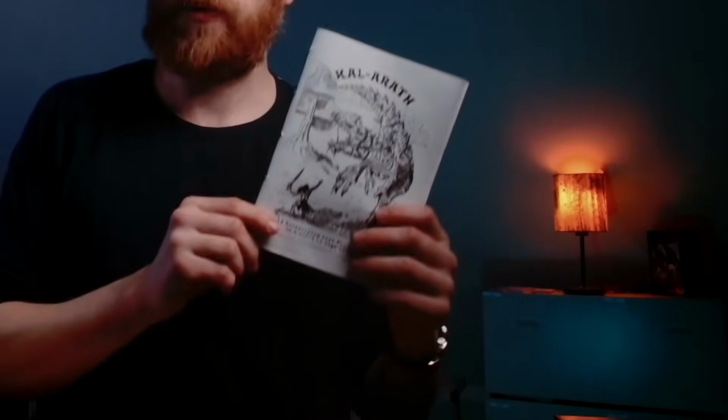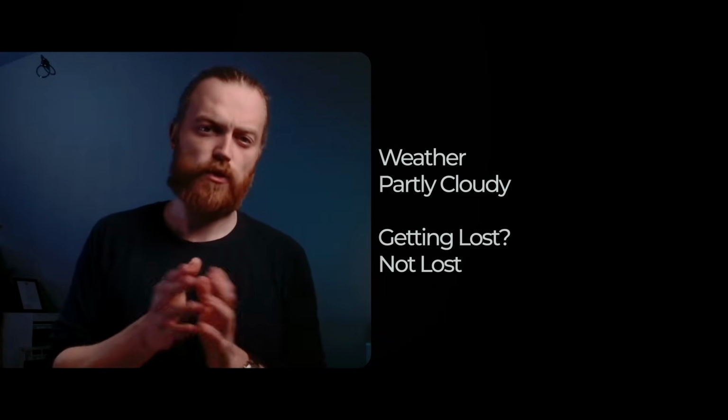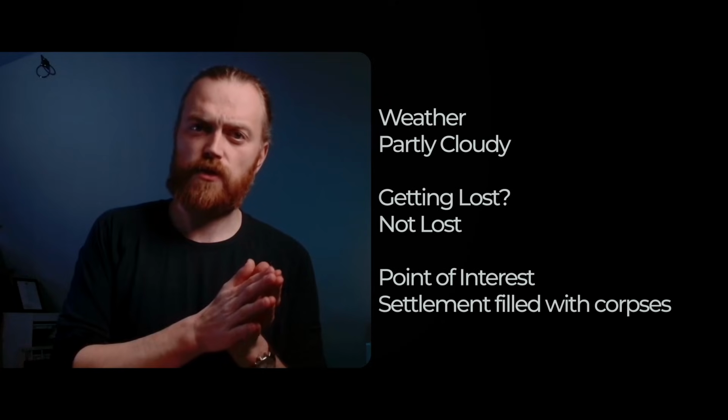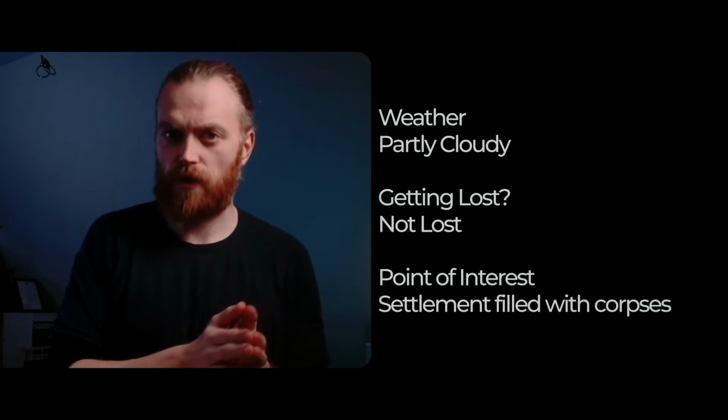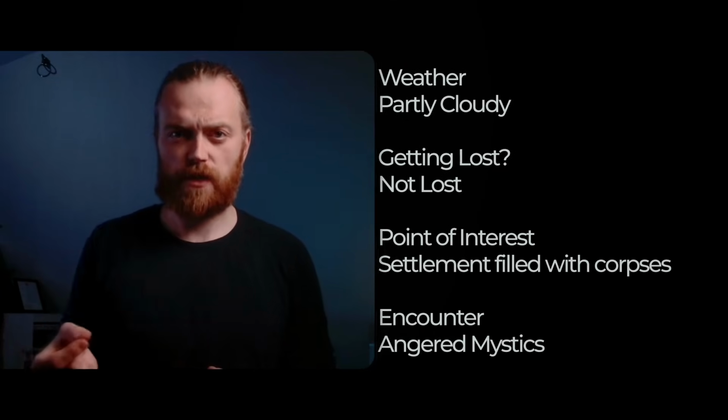So how does this look when we are playing without a game master? For this example, I'll be using Kal Arath, which is a very popular OSR game designed to be played without a GM. To move from one hex to the next, we follow a set procedure. We roll for weather, we roll for getting lost, which is very unlikely since we have a guide, so we roll with advantage. We roll for a point of interest and get an outpost settlement filled with only corpses. Then we roll for an encounter and meet angered mystics.